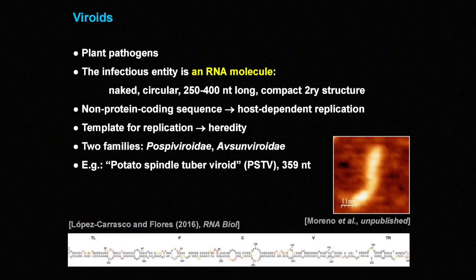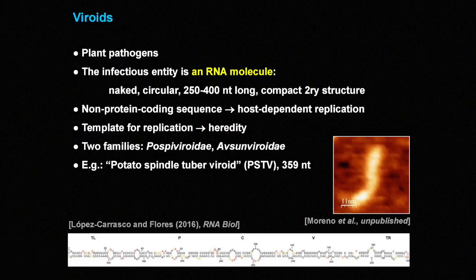Viroids don't have protein coding sequences. They don't code for proteins. So they use all the proteins that their hosts can provide. But the RNA of a viroid is a template for replication, so they allow heredity. There are two families of viroids up to now, Pospiviroidae and Avsunviroidae. And an example of a viroid, all of them have very nice names, is the potato spindle tuber viroid. This is the PSTVd.